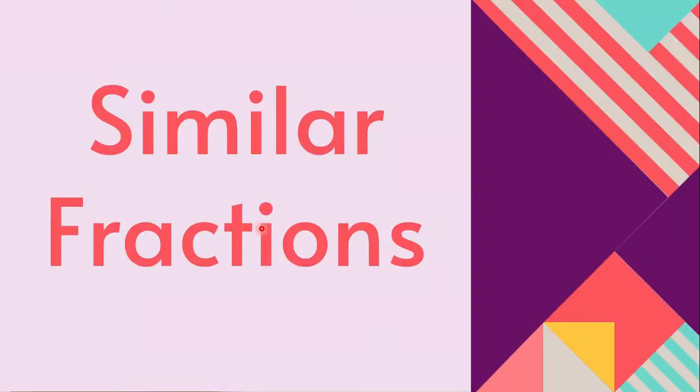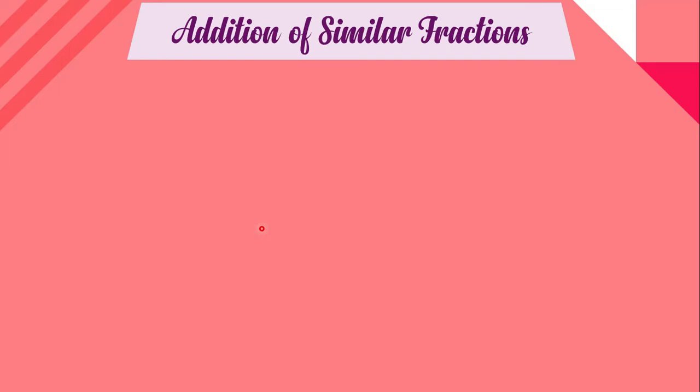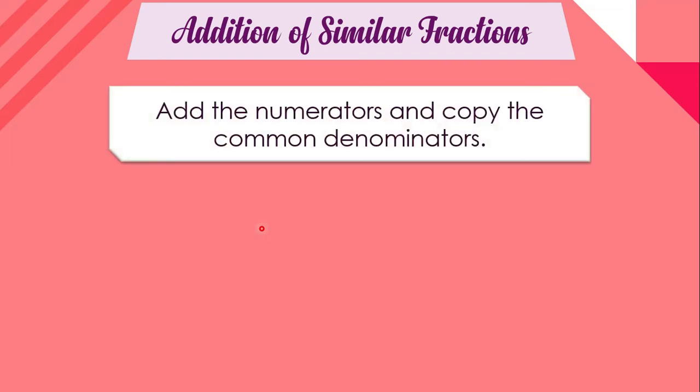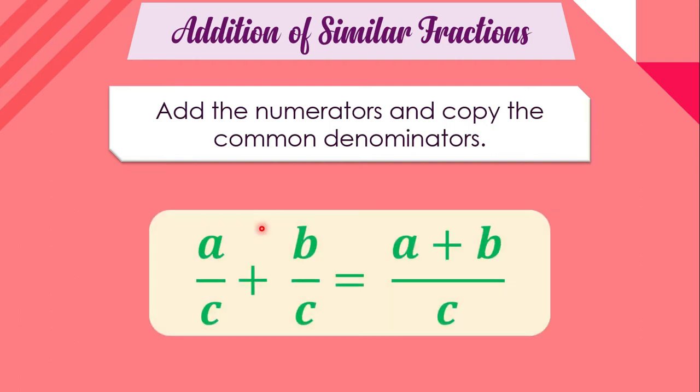So first, let's start with similar fractions. How are we going to add similar fractions? First, add the numerators and copy the common denominator. In general, we have A over C plus B over C equals, so let's just add the numerators. We have A plus B, and then over C. So let's just copy the denominator.